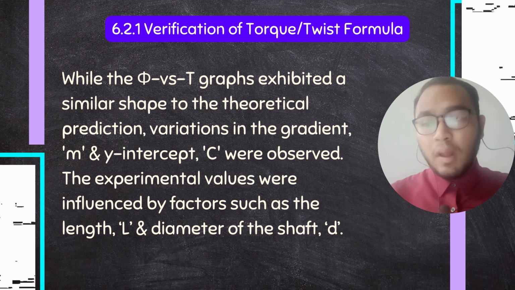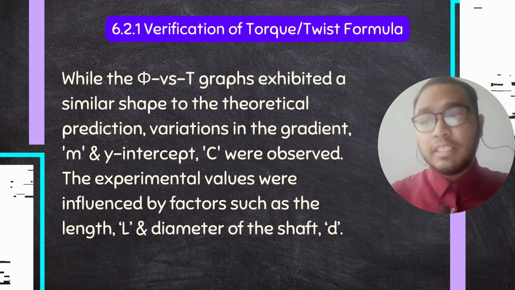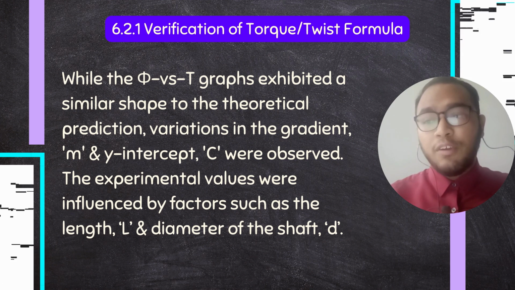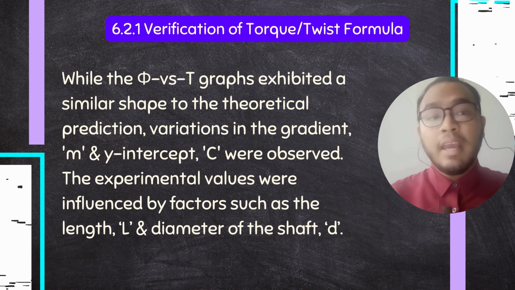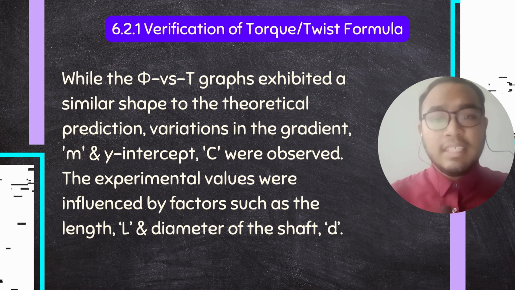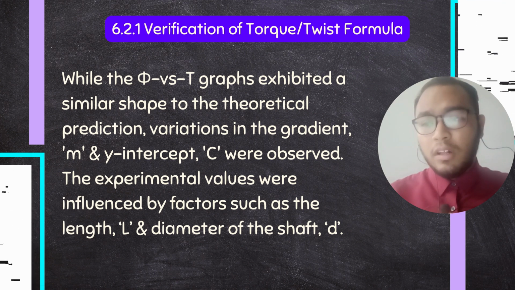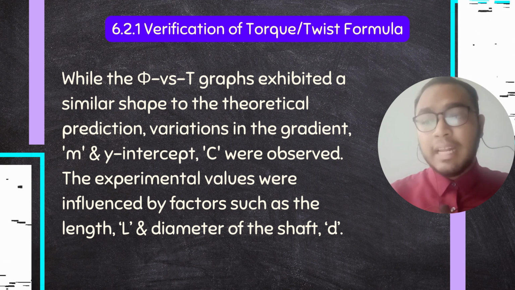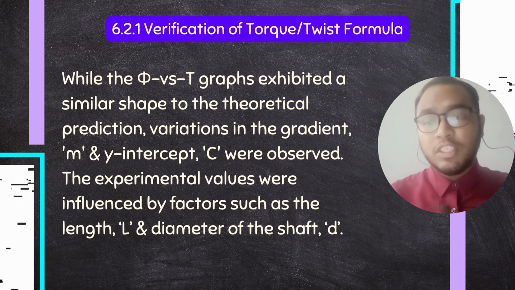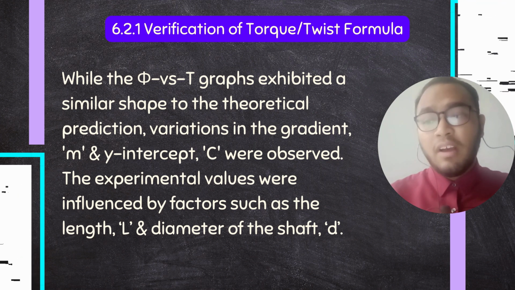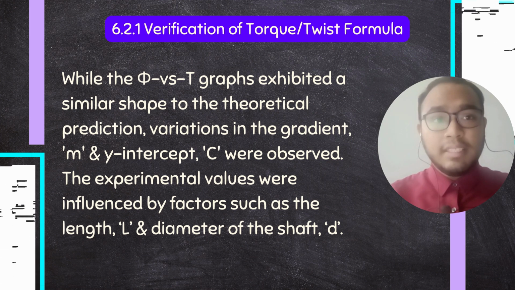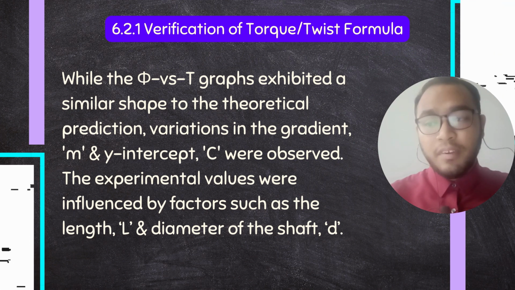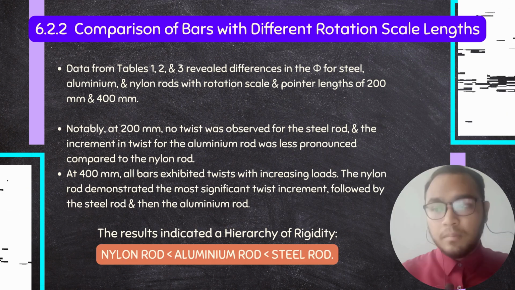Based on the graph plotted, it is known that although the calculation has the same shape of graph compared with the theory, it does have a different value of equation, where the value of gradient m and y-intercept c will be different. Also, although it shares the same formula, the value of the gradient is affected by the length of the shaft and also the diameter of the shaft. As in this experiment, the lengths used are only 400 millimeters and 200 millimeters. As a result, the experimental value may differ from the theoretical value.